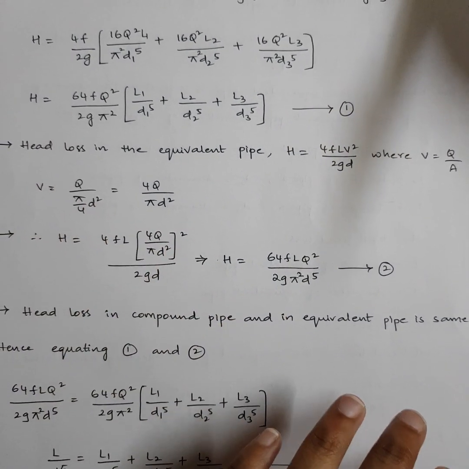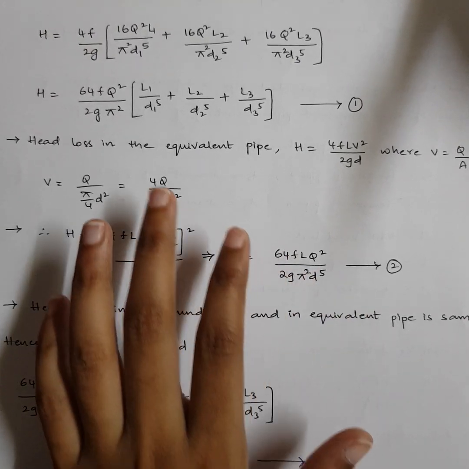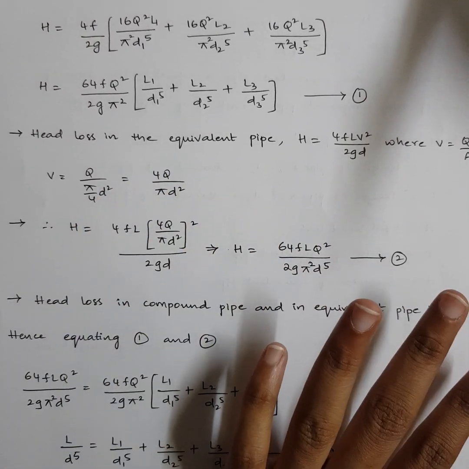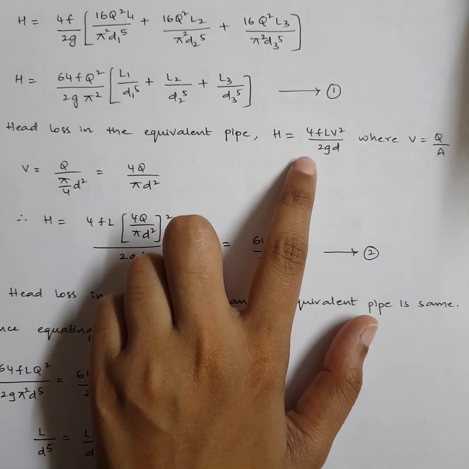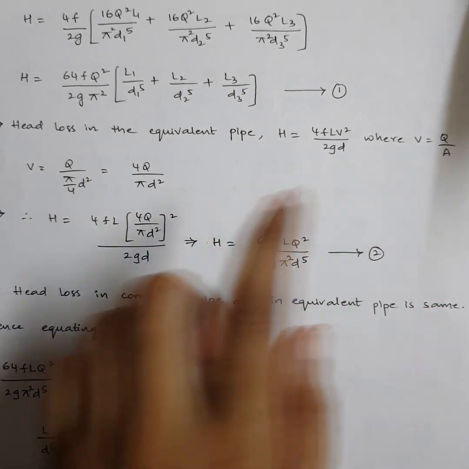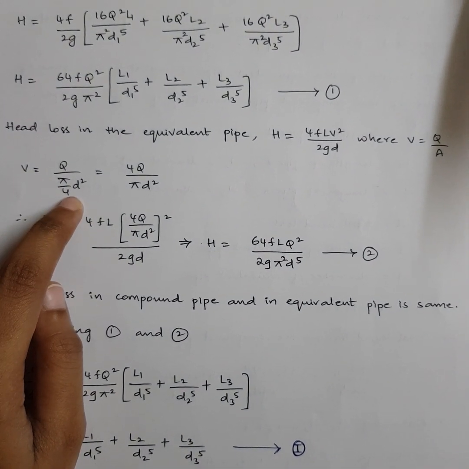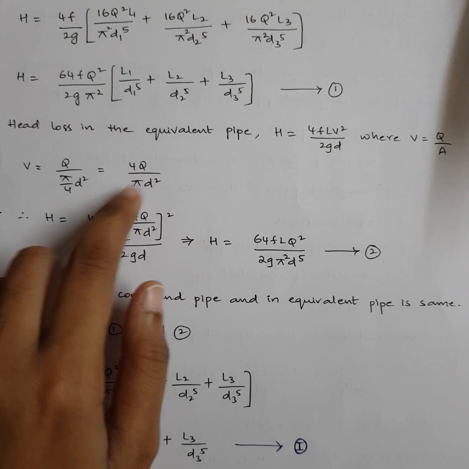What did I tell you? We are using the concept of equivalent pipe to replace a compound pipe. So let us calculate the head loss in the equivalent pipe. We have the Darcy equation, H equal to 4fLV square by 2gd, where V is Q by A. Q by A means Q by pi by 4 d square. Why? Because d is the diameter of the equivalent pipe, so you will get 4Q by pi d square.